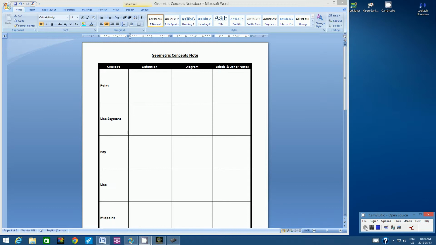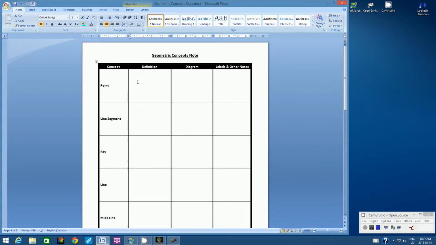So on the first page of your geometric concepts note we have a number of definitions. So let's start with the first page. A point. The definition of a point: it specifies a position in space.